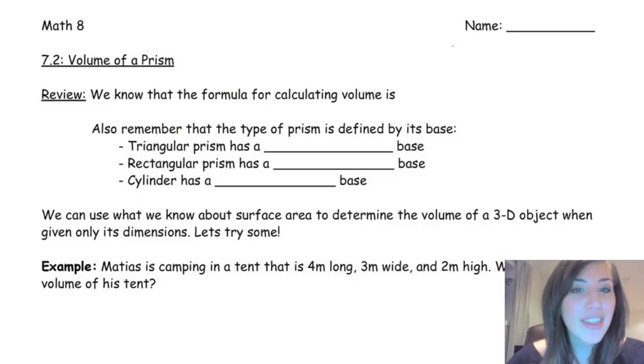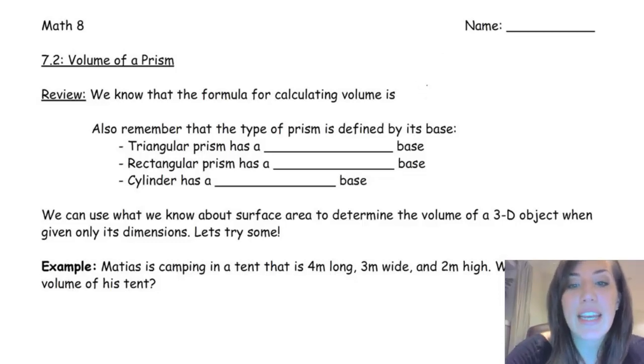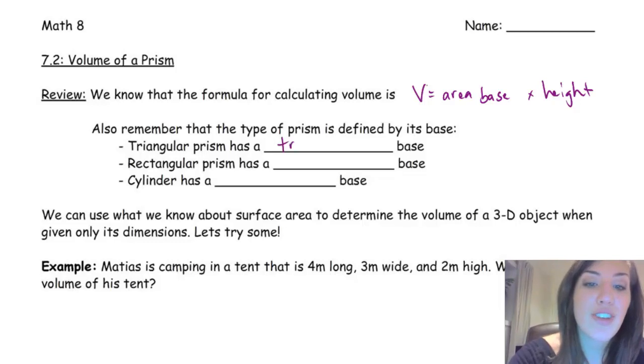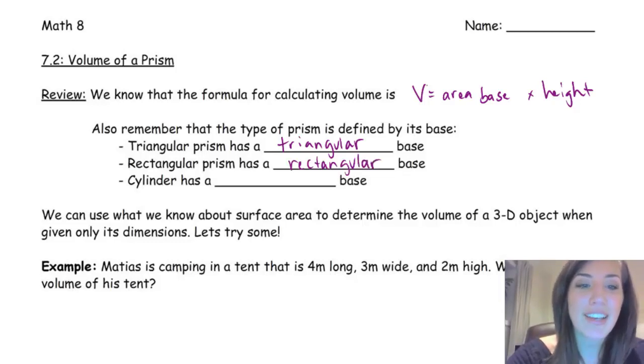We already know the formula for calculating volume, and that is V equals area of the base times the height of our 3D object. So remember that the base is a special part of that 3D object, and the type of prism is really defined by its base. So a triangular prism has a triangular base. The rectangular prism has a rectangular base, and a square is included as a rectangle, and a cylinder has a circular base.